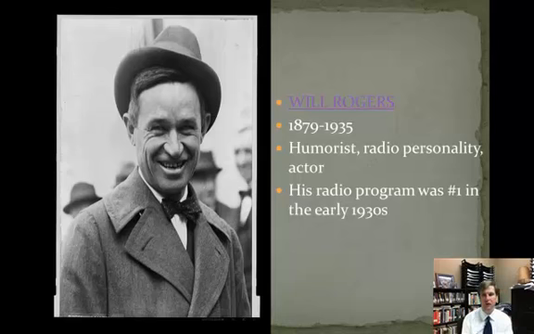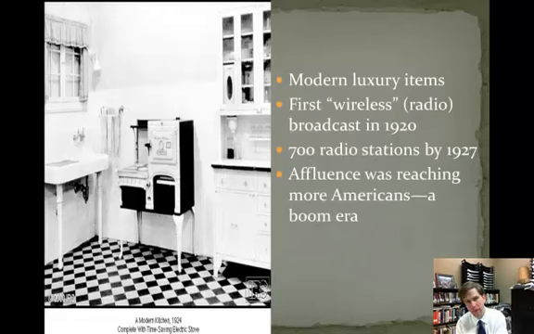Will Rogers was a prominent humorist, radio personality, and an actor here in the 1920s. In fact, his radio program was number one in the early 1930s. So when you listen to this link, it's a little short clip that he did on the radio, and it's a political endorsement, but it's funny. This is the kind of humor that he did. He liked to pick on Republicans, but a lot of his humor was political in nature, and people loved this guy. He was very folksy, homespun. He was really the image of the folksy, homespun American of the 1920s.